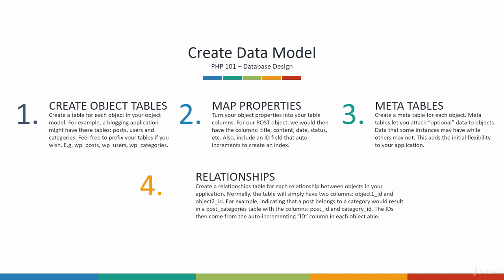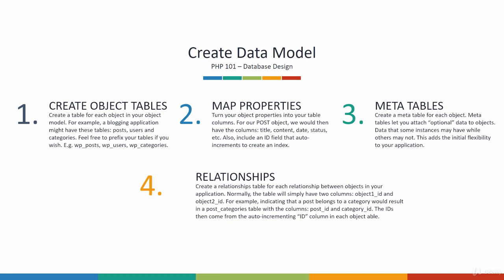So you'd have one for posts and categories, and one for posts and tags. If there are any other objects that have any sort of relationship that you need to tie together, where you want this object to belong to this other object, you need a relationships table for each one of those relationships. Okay, so create those relationships tables, and as I mentioned before, you're normally only going to have 2 columns: object 1 ID and object 2 ID, and you're just going to tie the 2 together that way.